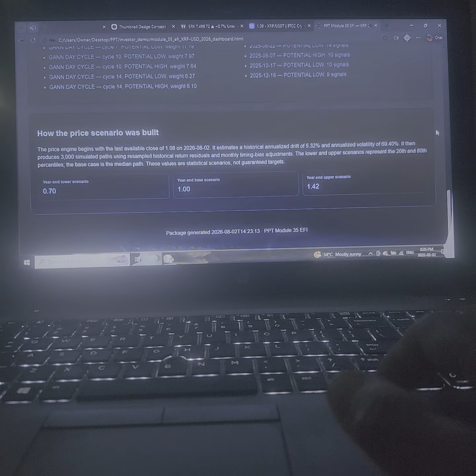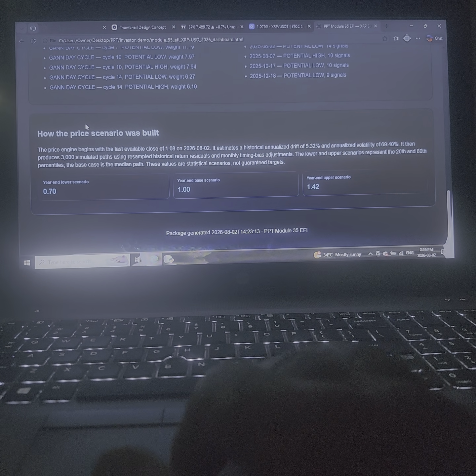Let's go take a look at how the price scenario was built, and from here we see the year-end scenario is calling for 70, and the base for a middle about $1, and then as high as $1.42.